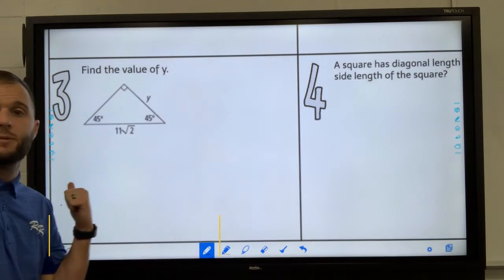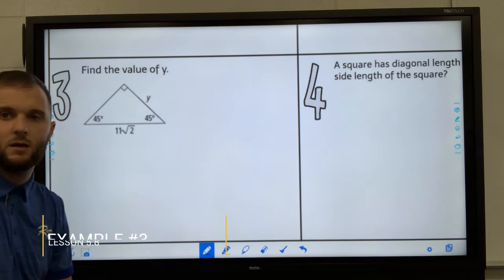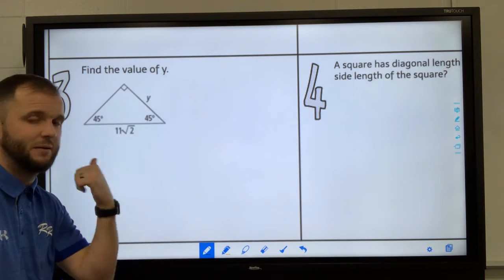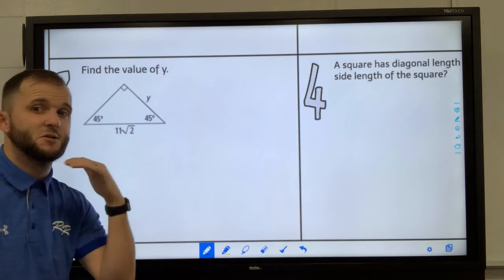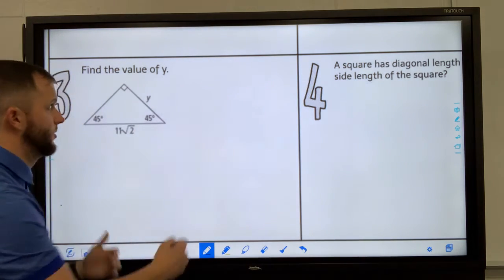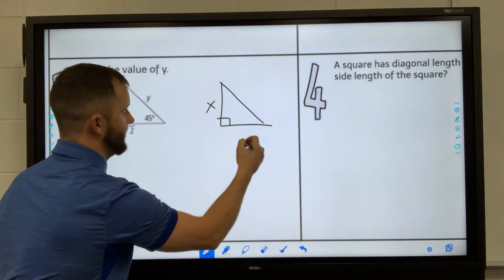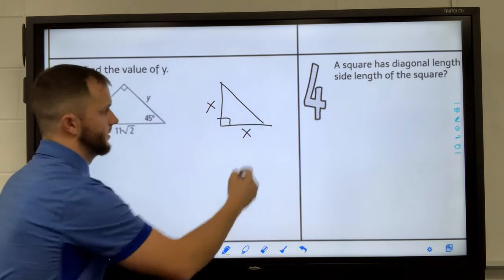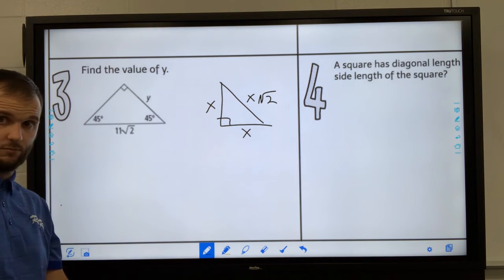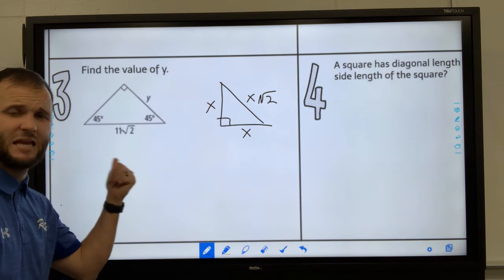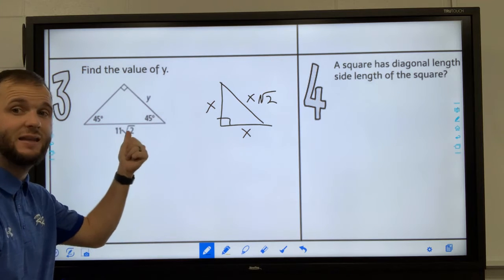All right, now looking at example number 3 here. It says on 3, it wants you to find the value of y. So right now on this right triangle, again, I'm going to keep saying it, I have a 45, 45, 90 right triangle. So that means there's that special relationship again. If I was to draw my right triangle here, both of my legs are going to be congruent to each other, x and x. And then my hypotenuse, I'm going to take that leg and multiply by the square root of 2. So just like example number 1, we have the hypotenuse. Now I need to end up finding the leg.